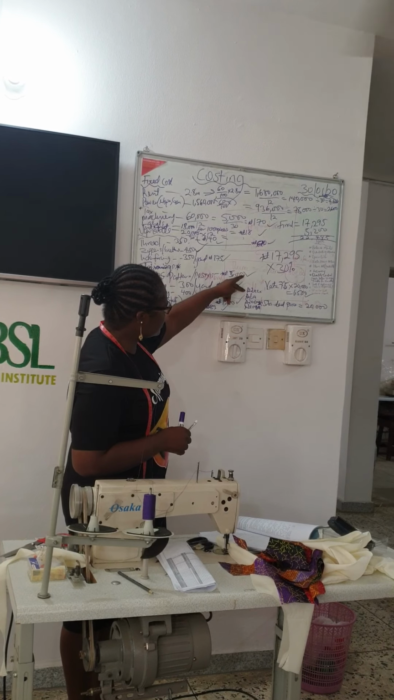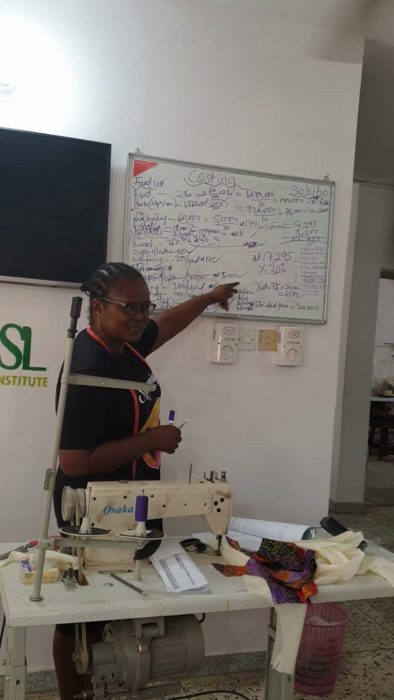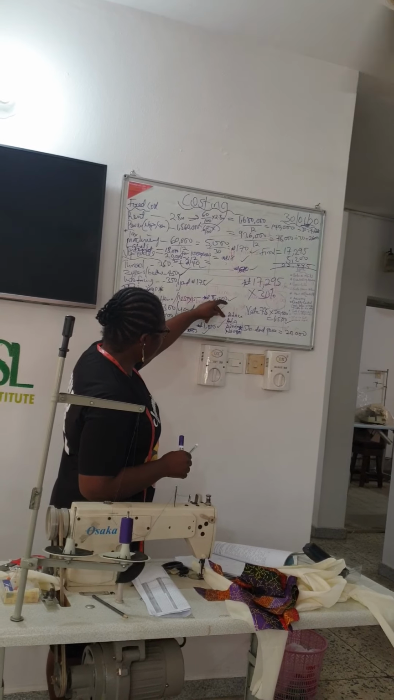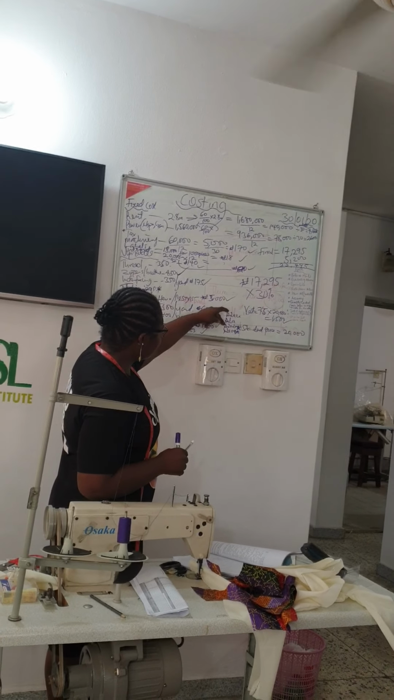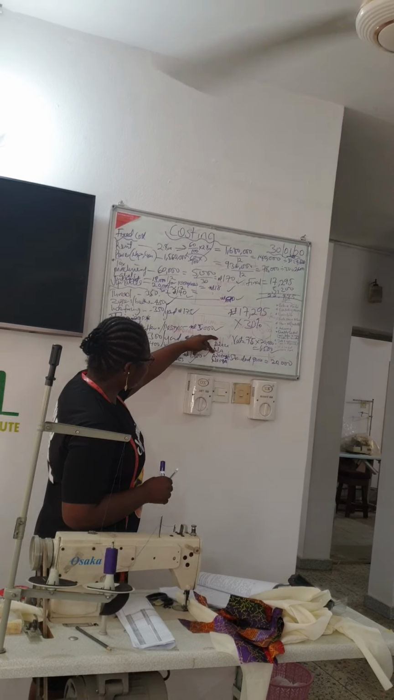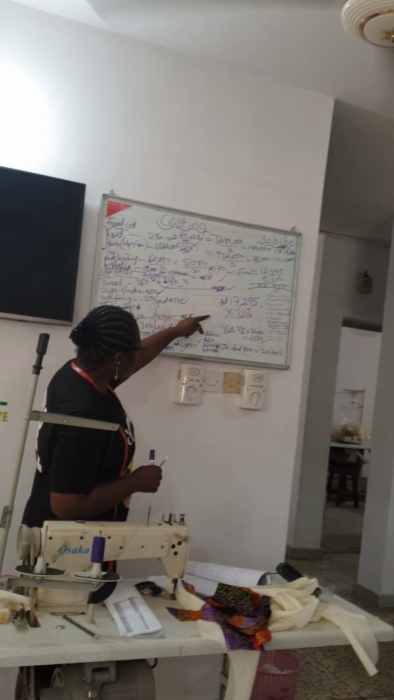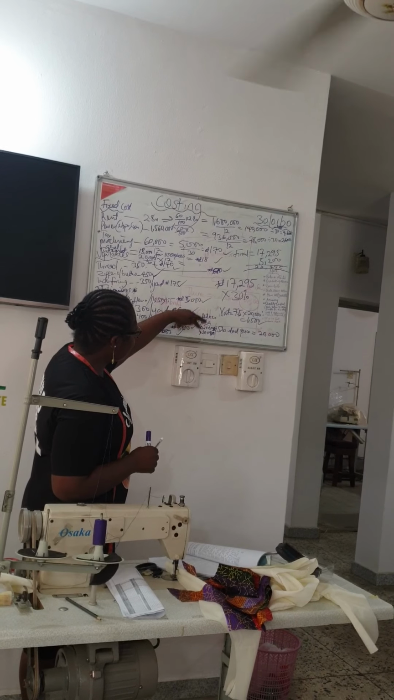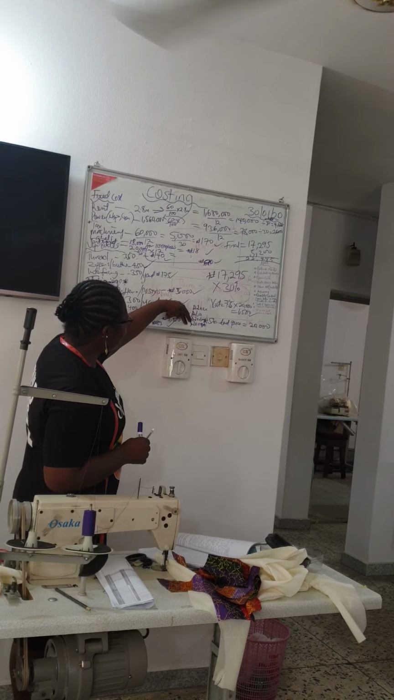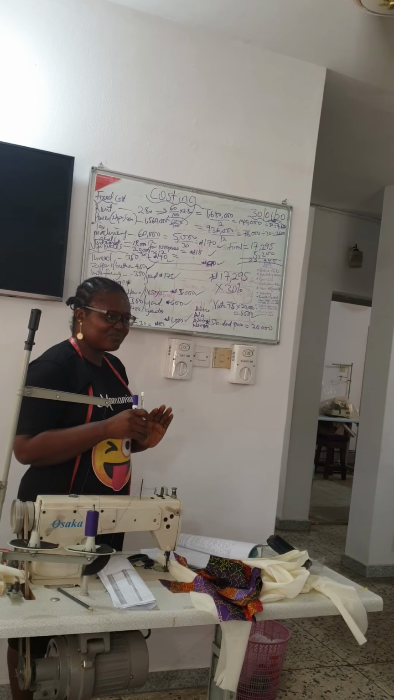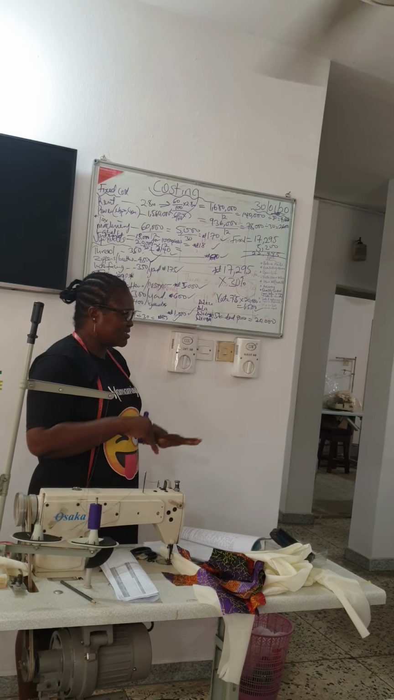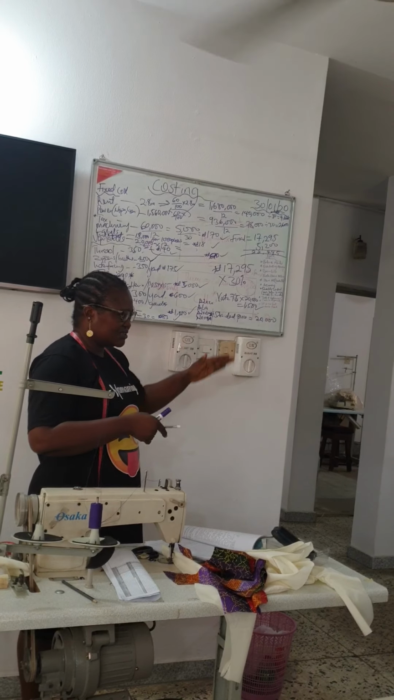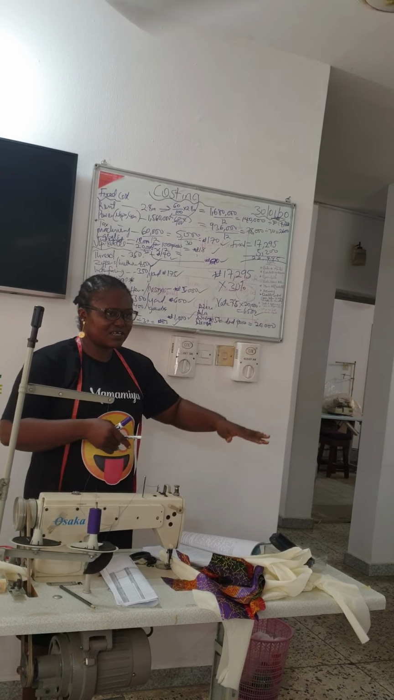So in all these names, the first alphabet is A. How do you arrange this? Which will come first? Ada comes first. Which will come second? Adedoyin. Adeola will come before Adeze. So that is how you classify your file, your pattern, and put them inside the folder. And maybe you have a shelf or a drawer, you arrange them according to the names alphabetically from A to Z.